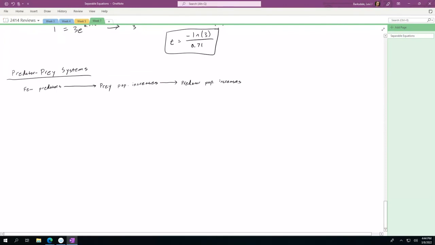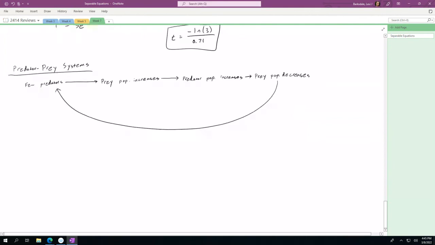But now there are more predators, so more things to eat the prey, so the prey population is going to decrease. But now there's not enough food for the predators, so the predator population is going to decrease as well. And we see we get some kind of loop that goes on like this.